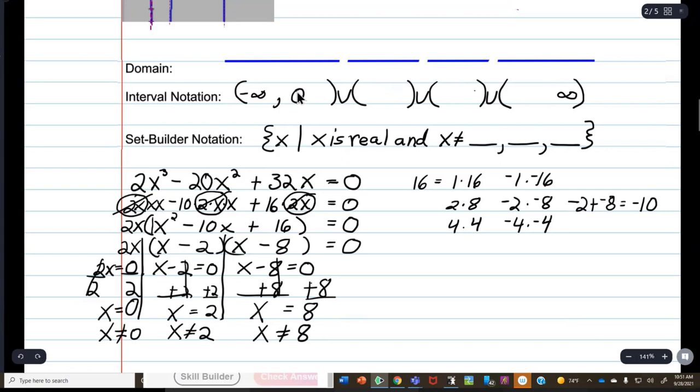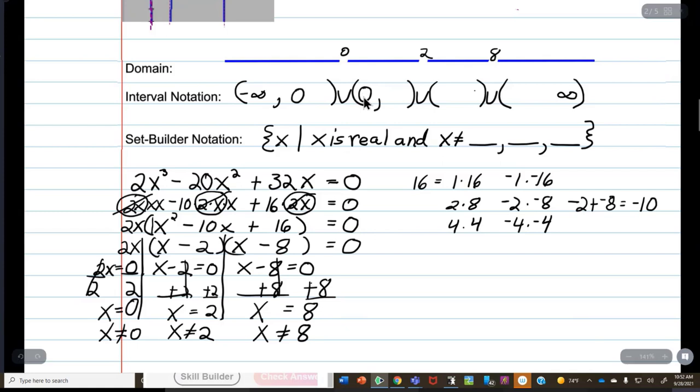So from negative infinity to 0, I can use all the numbers on the x-axis. That is not 0, but up to the left side of 0. Not 0. Start on the right side of 0 and go all the way to, but let's write these, this will make it easier. 0, 2, and 8.